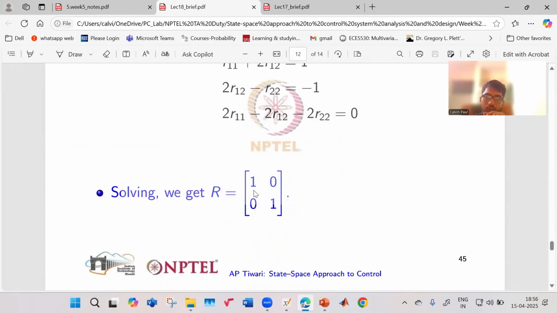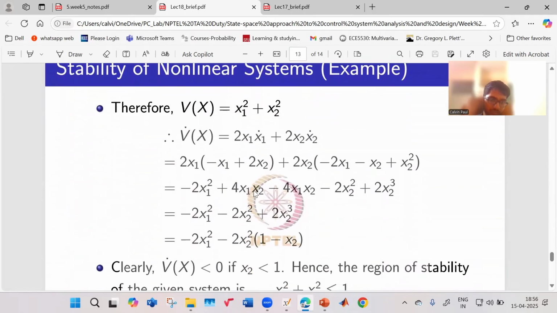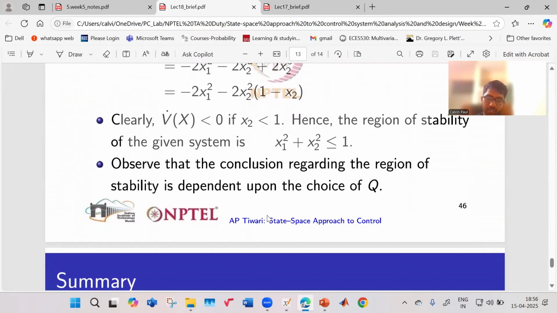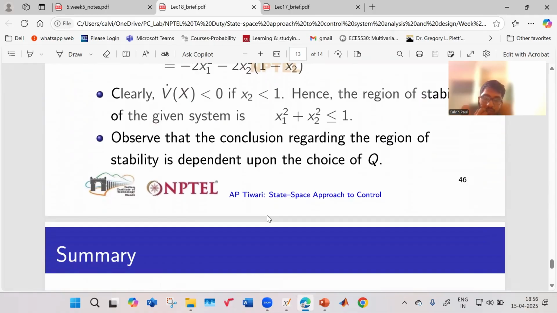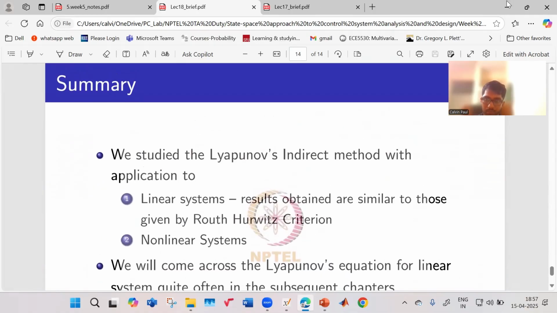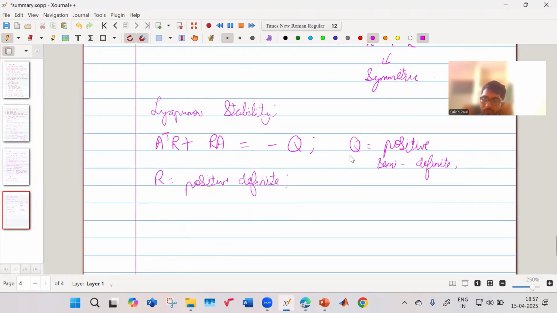One example was shown. We get the R matrix. And if V dot of x should be less than 0, x2 is less than 1. So the region of stability is given here. The region of stability is also dependent upon the choice of Q. So it is based on a trial and error basis, right?